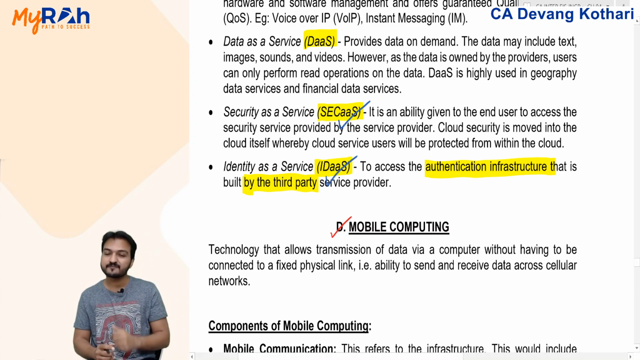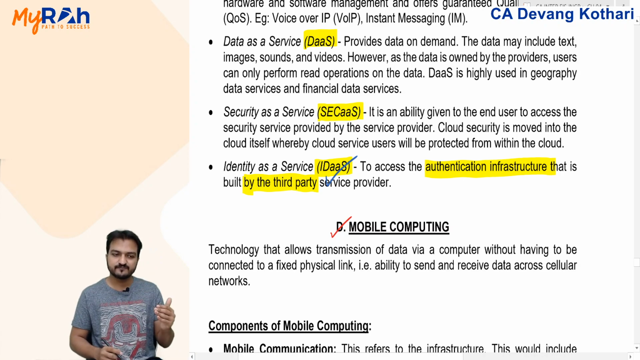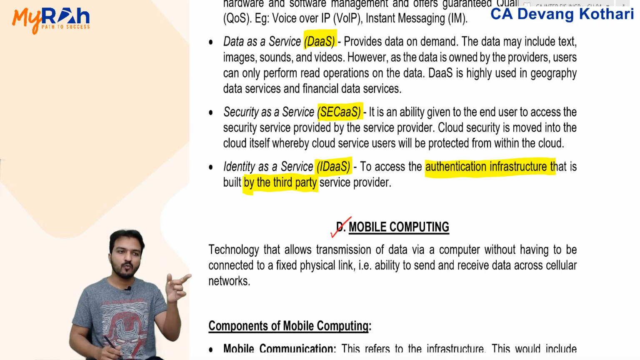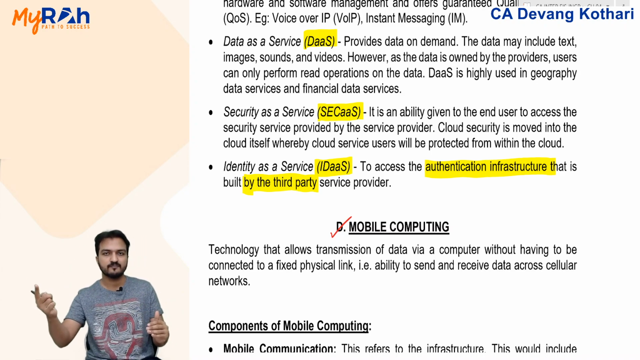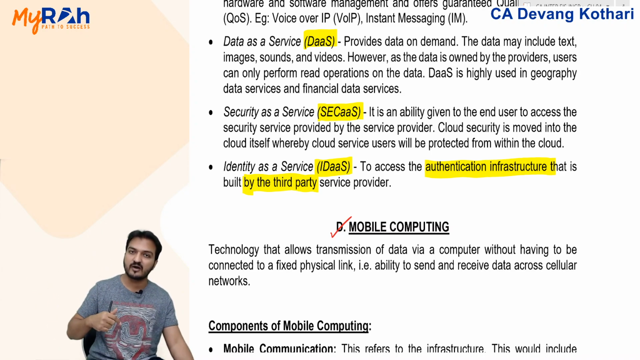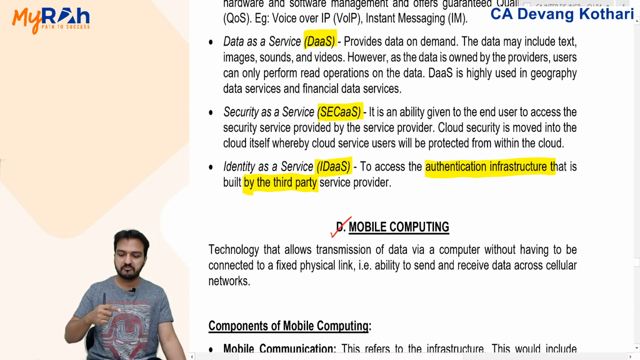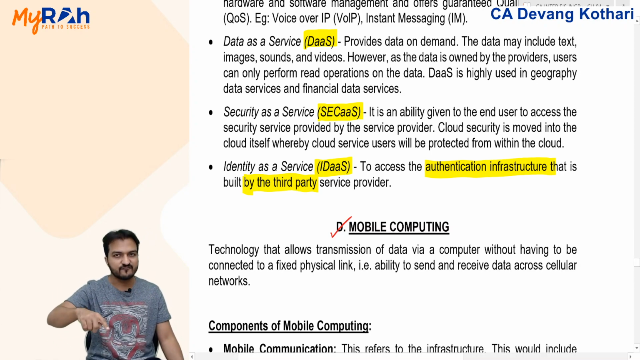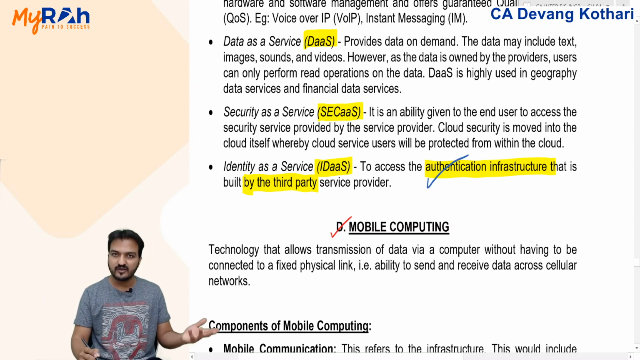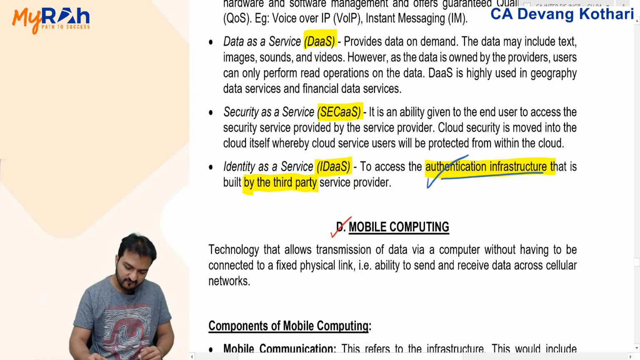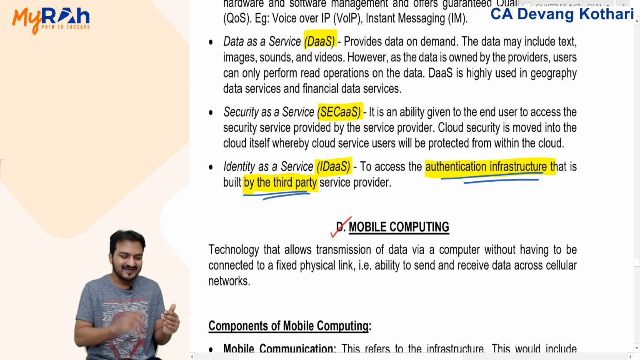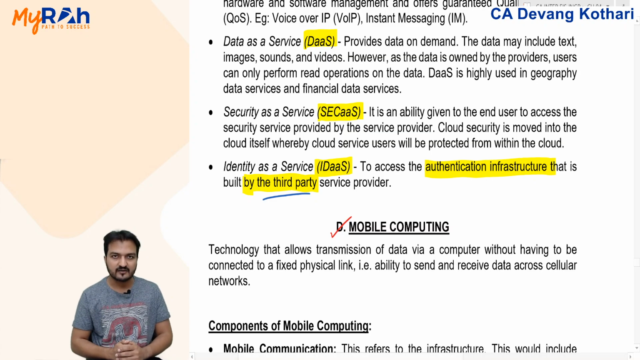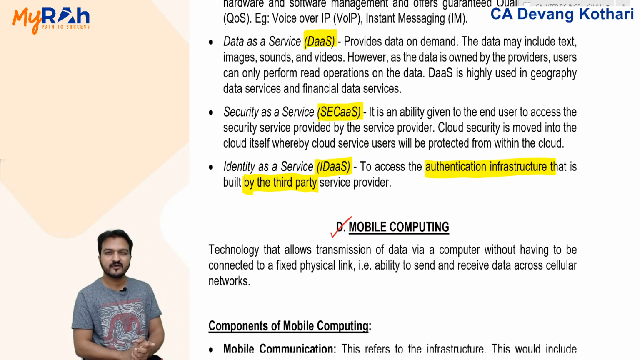Identity as a service. When you file your income tax returns, then IT department wants to check your identity. They will check your identity through the Aadhaar network. You'll get an OTP from your Aadhaar website, and through that Aadhaar website they will do the identification. That is identification through the internet. That is authentication infrastructure by third-party service provider. So Aadhaar services is identification on the internet in that case. Anyways, that was all about cloud computing.